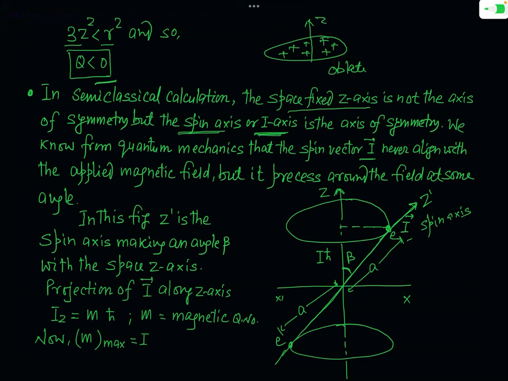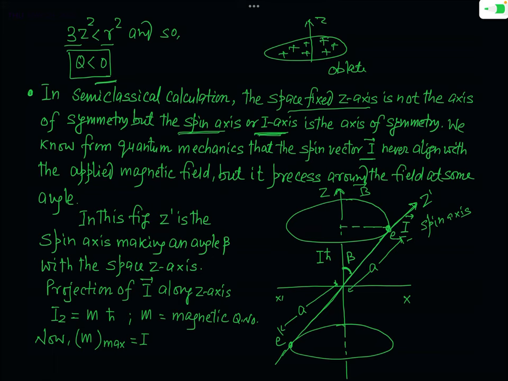Now since this I precesses around the applied magnetic field or any external field, and we generally consider that the magnetic field is applied along the z-axis, you can say this I will precess around this B. During this precession the value of I remains quantized, and the angle between this vector I and the applied magnetic field vector, which I have assumed here as beta, remains constant. Okay, and now you can see if you find the component of this spin vector along the applied magnetic field, that is the z direction, what will be its component?